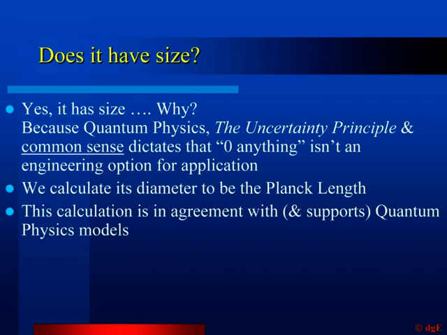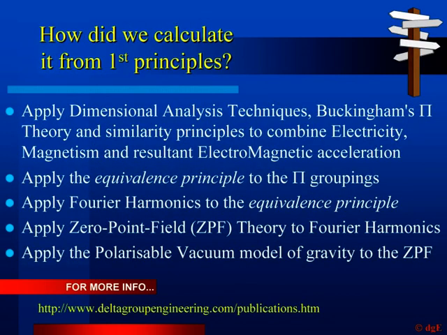Does it have size? Yes, it has size. Why? Because quantum physics, the uncertainty principle and common sense dictate that zero anything isn't an engineering option for application. We calculate its diameter to be the Planck length. This calculation is in agreement with, and supports, quantum physics models. How did we calculate it from first principles?